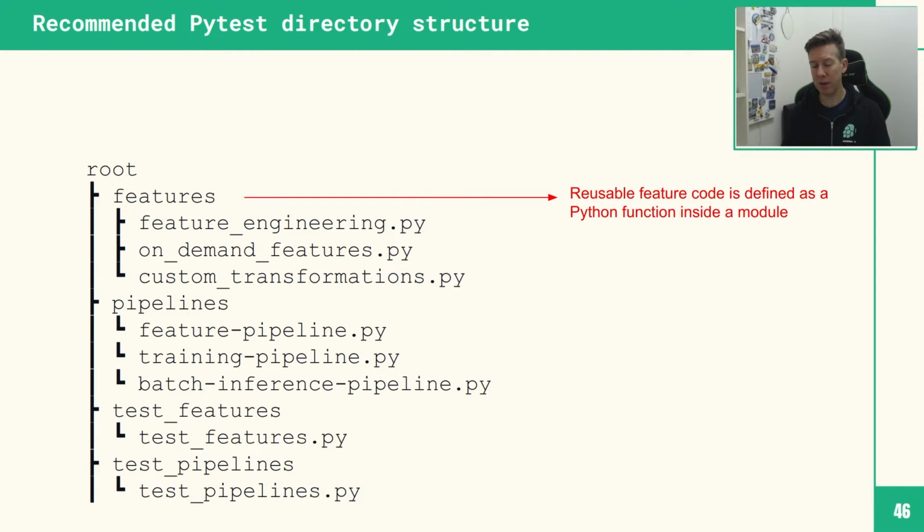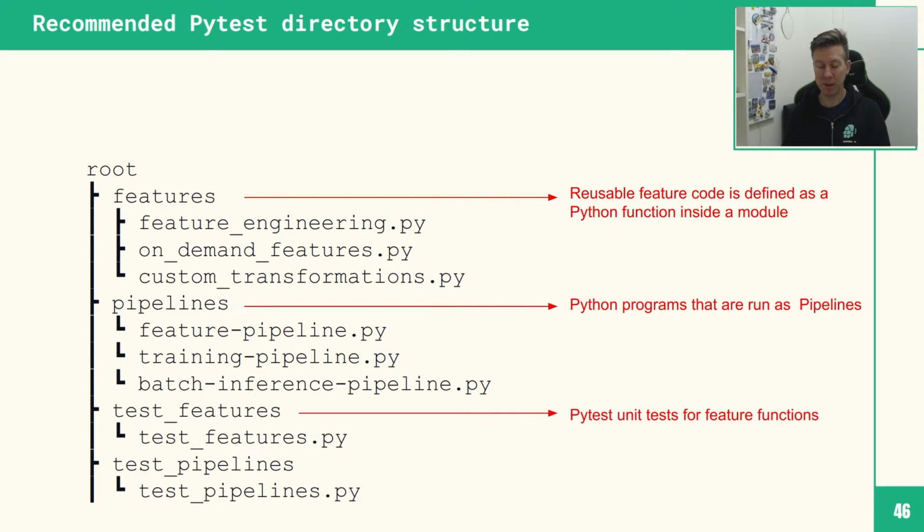So if we take the features, this is our package where we include the feature modules, and then obviously pipelines are the Python programs that run pipelines, and then the tests will go in the last two directories that are prefixed with test_.